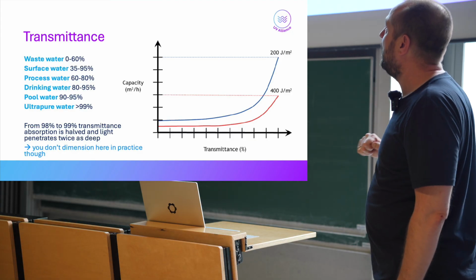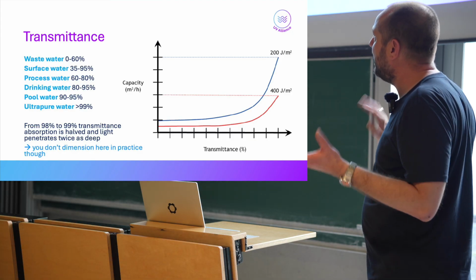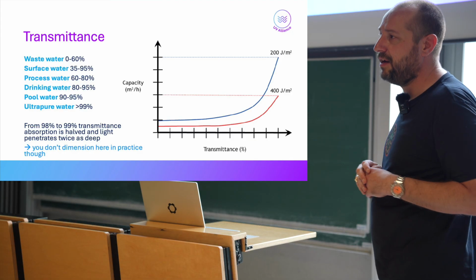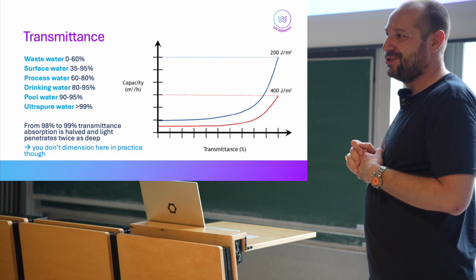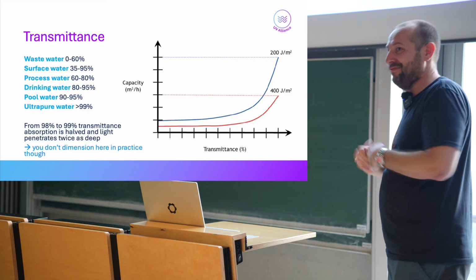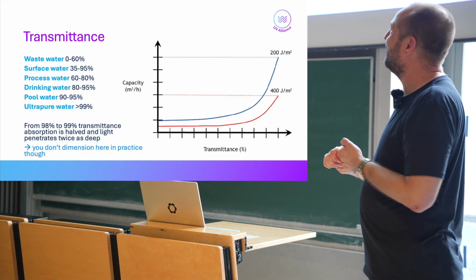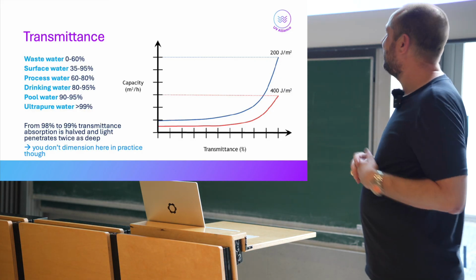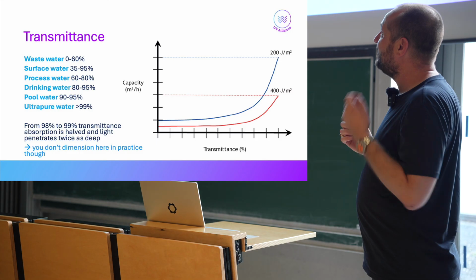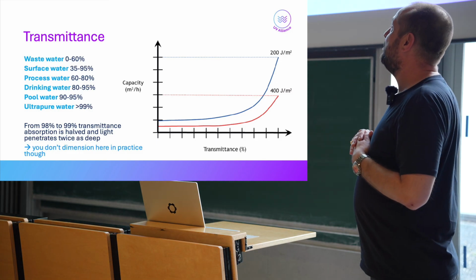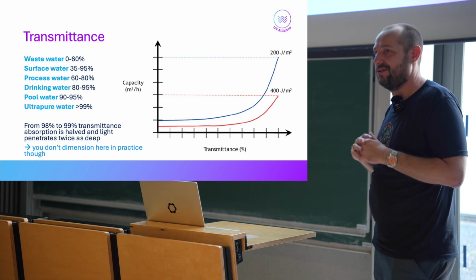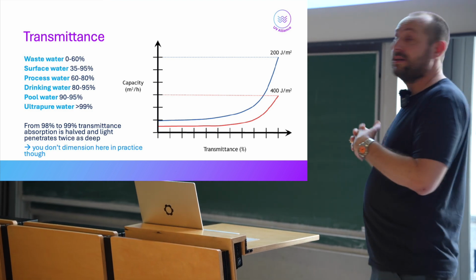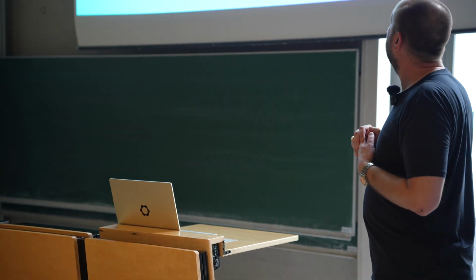Processed water is also quite variable. Drinking water in the Netherlands is between 80 and 95. Pool water is generally one of the cleanest waters you'll meet from this perspective, because it also contains chlorine. So in that perspective, it's not that clean, but the transmittance is really high. Ultra pure water, of course, generally has a transmittance approaching 100% because it contains almost nothing.